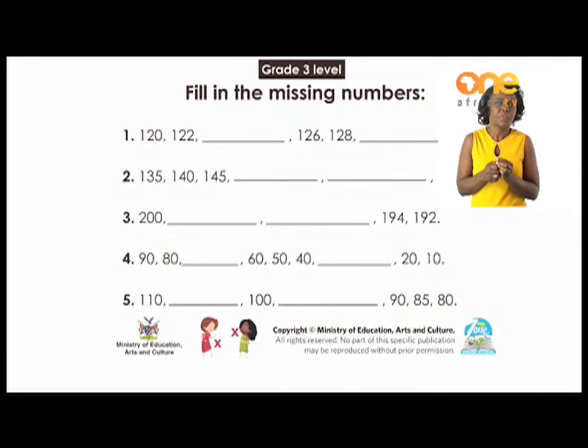You continue with number 4 as well. Number 4, they count 90, then they go to 80. And they will go to which number? Then they give us 60, 50, 40, and they jump one number, they go down to 20 and 10.